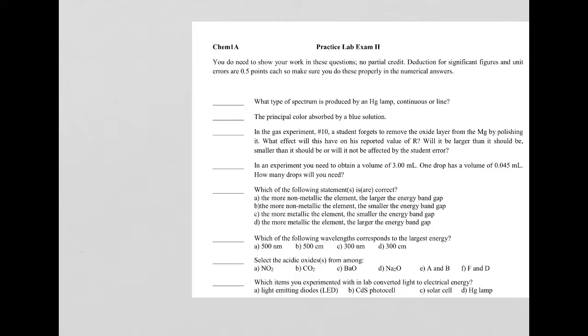The first question is, what type of spectrum is produced by a mercury lamp? Here's the thing about this question. Every time they ask you a question about an element, for example, mercury lamp, neon lamp, hydrogen lamp, xenon lamp, remember, elements and atoms absorb and emit at specific wavelengths. So they always are going to be line spectrum.